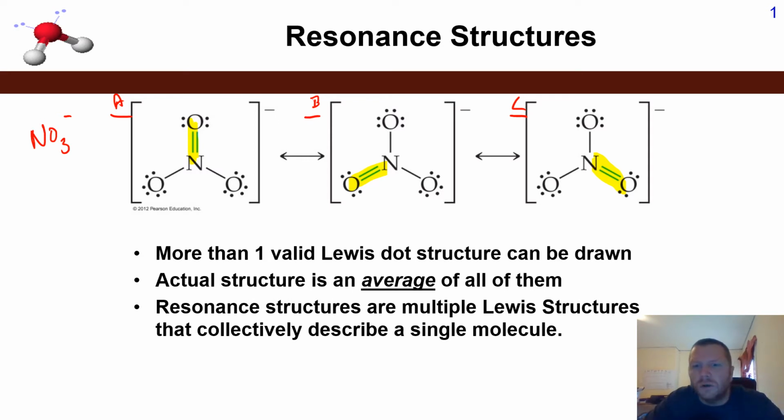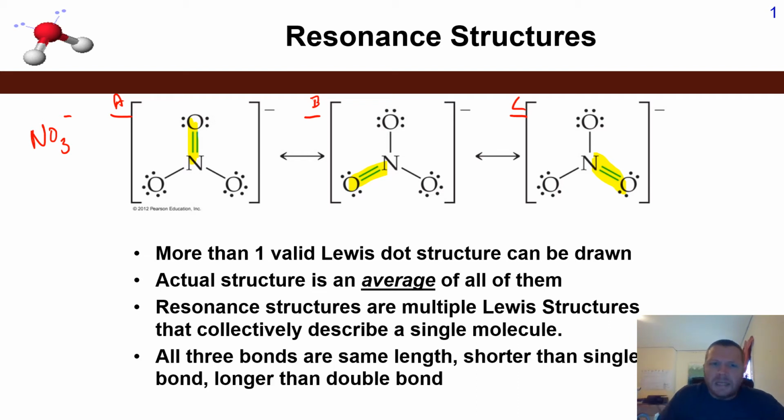Okay, so resonance structures are multiple Lewis structures that collectively describe a single molecule. Now, what that means is whenever we look at this bond right here, so let's look at model A, this bond right here between this nitrogen and this oxygen. Now, is that a single bond? Well, the way that it's drawn in model A, yes, it is, but when you're looking at the true average structure for NO3, well, this is not a single bond because in this case, it's a double bond. And in this case, it's a single bond.